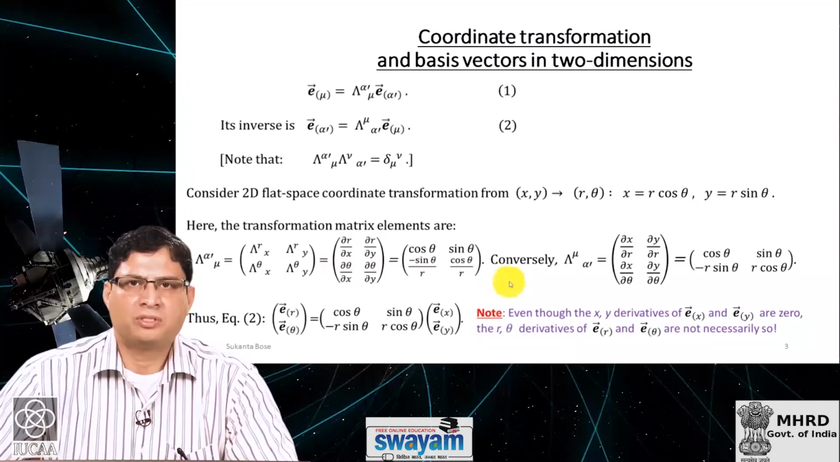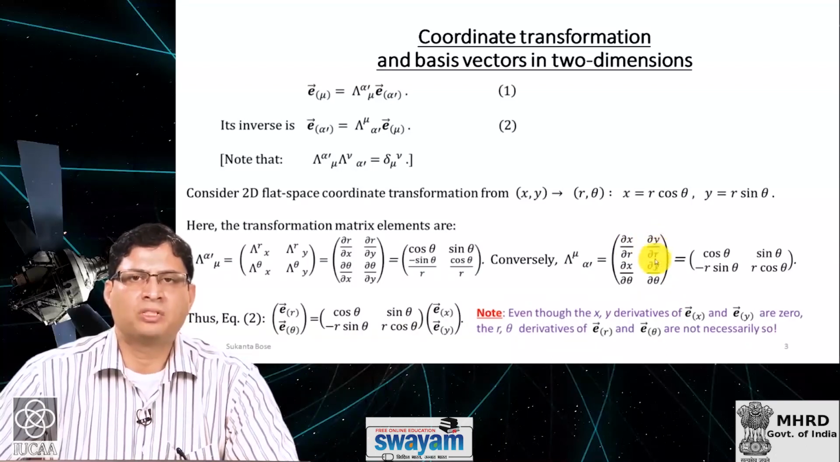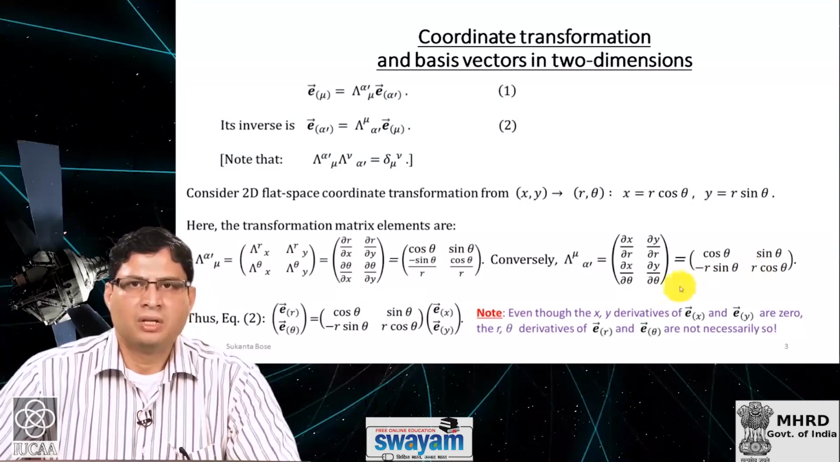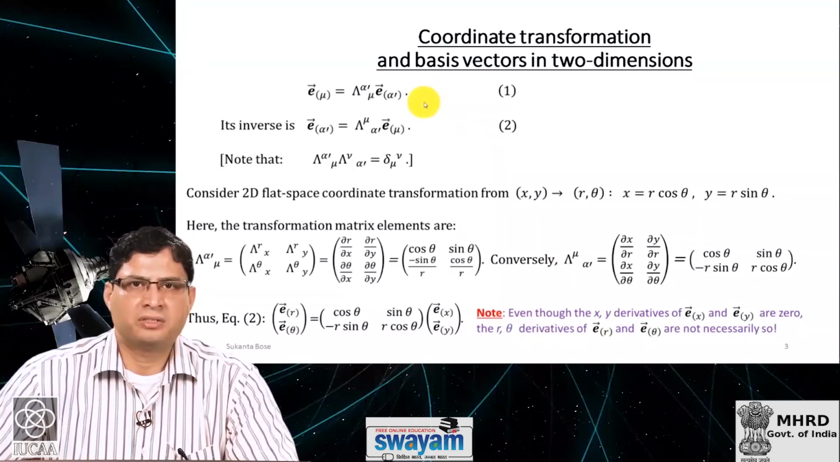The inverse of this transformation can also be worked out in terms of the derivatives of the coordinates. Now, the derivatives of the x and y coordinates in terms of the r and theta coordinates, and you get this following result: cos theta, sine theta, negative r sine theta, and r cosine theta. Since these are the transformation matrices that relate the basis vectors, you can infer how the r theta basis vectors can be expressed in terms of the Cartesian basis vectors Ex and Ey.